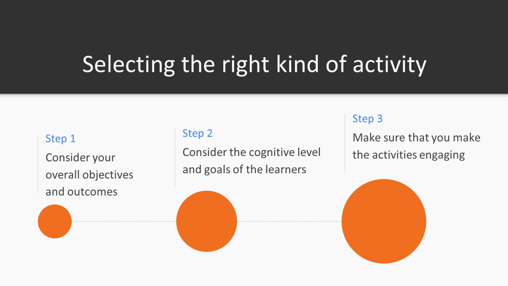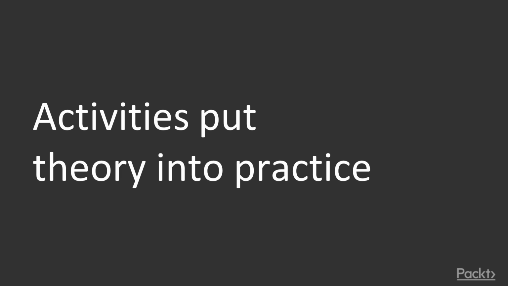So the first thing is we want to select the right kind of activity. First of all, consider your overall objectives and outcomes. Then, consider the cognitive level and the goals of the learners. And then finally, make sure that you make those activities very engaging. Activities put theory into practice.